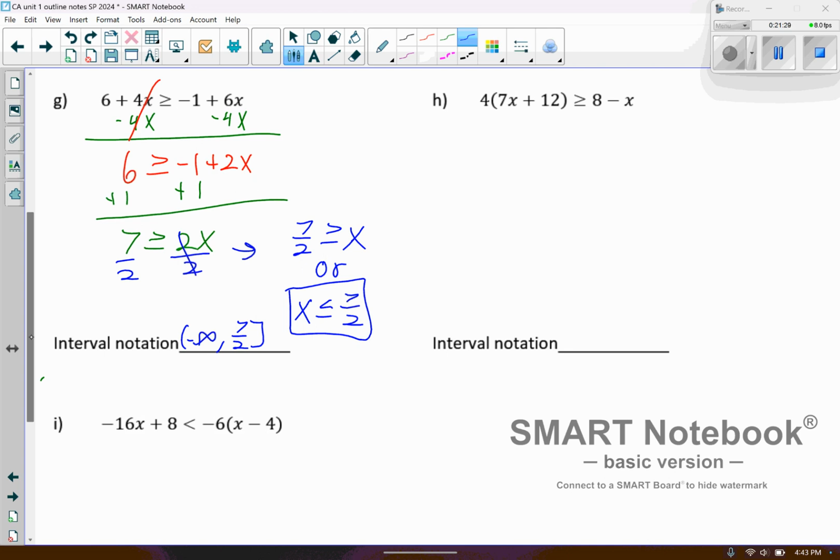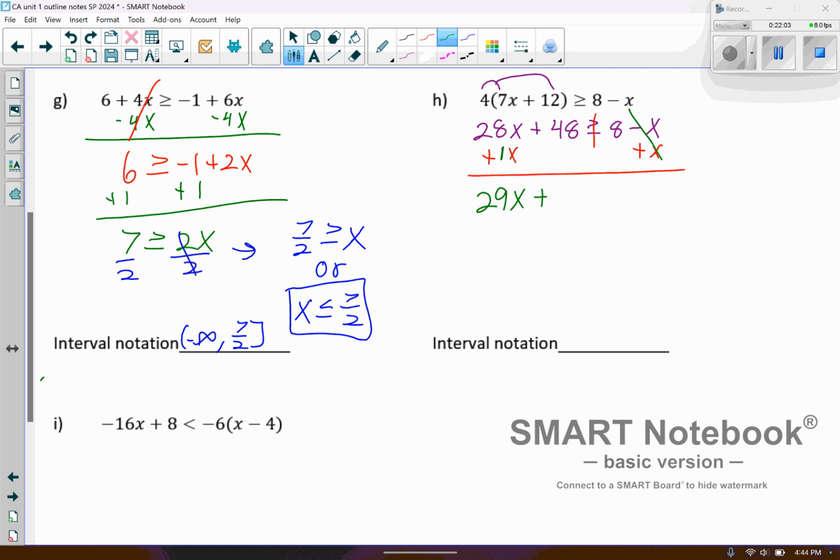All right, so if we look at h, what I'm going to have to do here is start by distributing that 4. So let's see, we're going to get 28x plus 48 is greater than or equal to 8 minus x. And then from here we want to solve for x. So the easiest thing would probably be to add an x here, add an x here, and so we'll go ahead and cancel that out. And so 28x plus 1x basically, so I'm going to have 29x now, and then plus 48 is greater than or equal to 8.